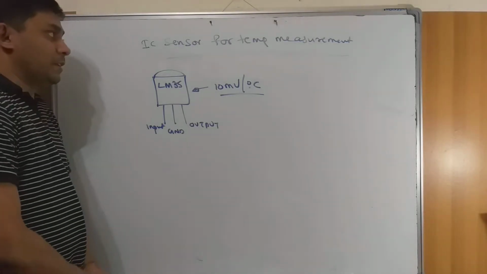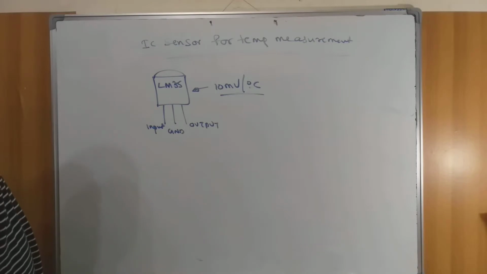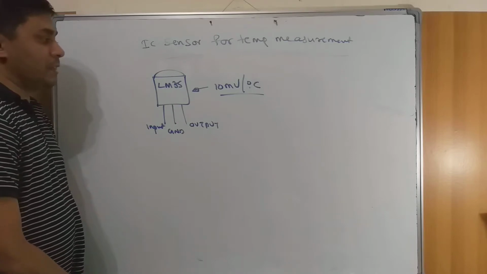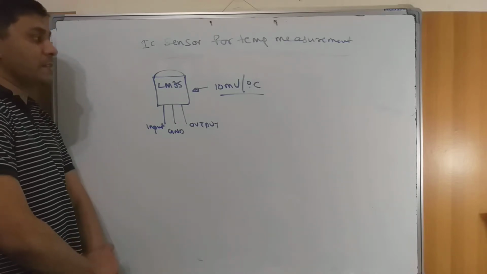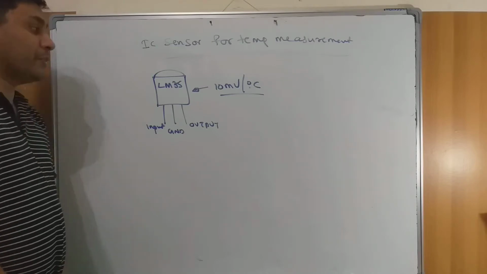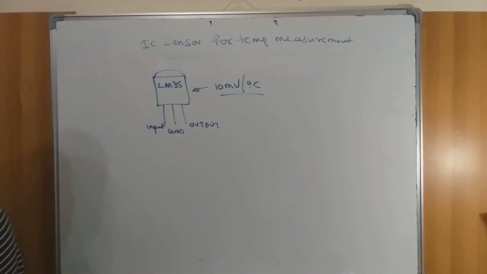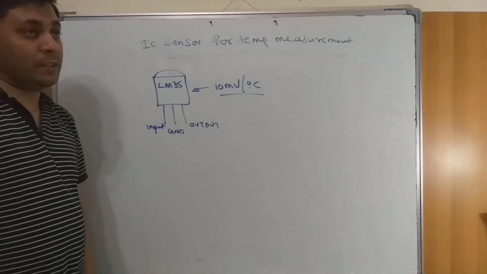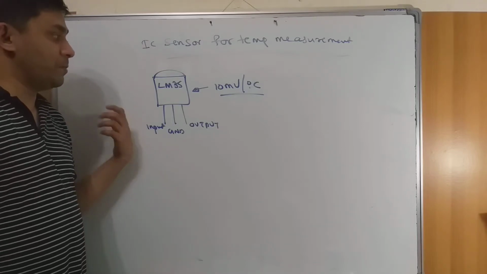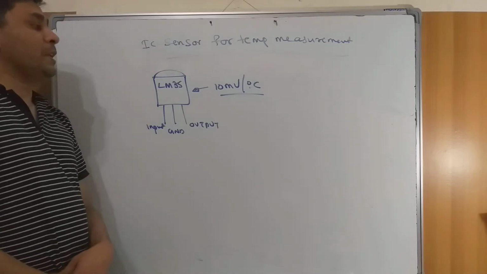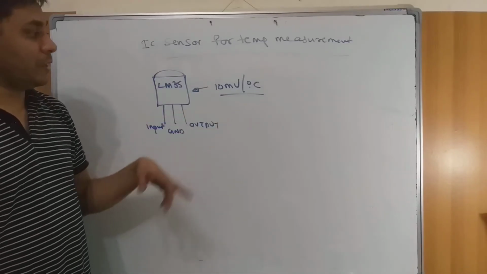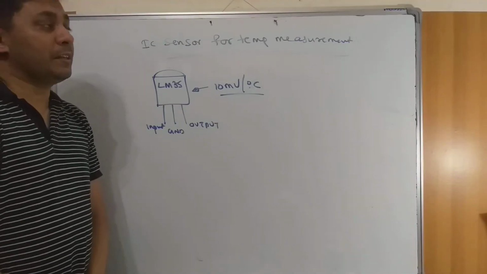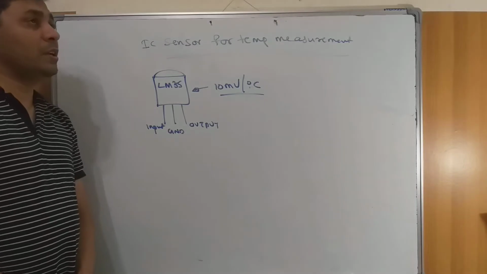Another smart sensor that can be used for temperature measurement is the IC sensor, or integrated circuit sensor, and the commonly used such transducer is the LM35. It is a very simple device which has three terminals: input, ground, and output. This semiconductor-based IC gives a direct output with a sensitivity of 10 millivolt per degree centigrade. So every degree centigrade will give you 10 millivolt.